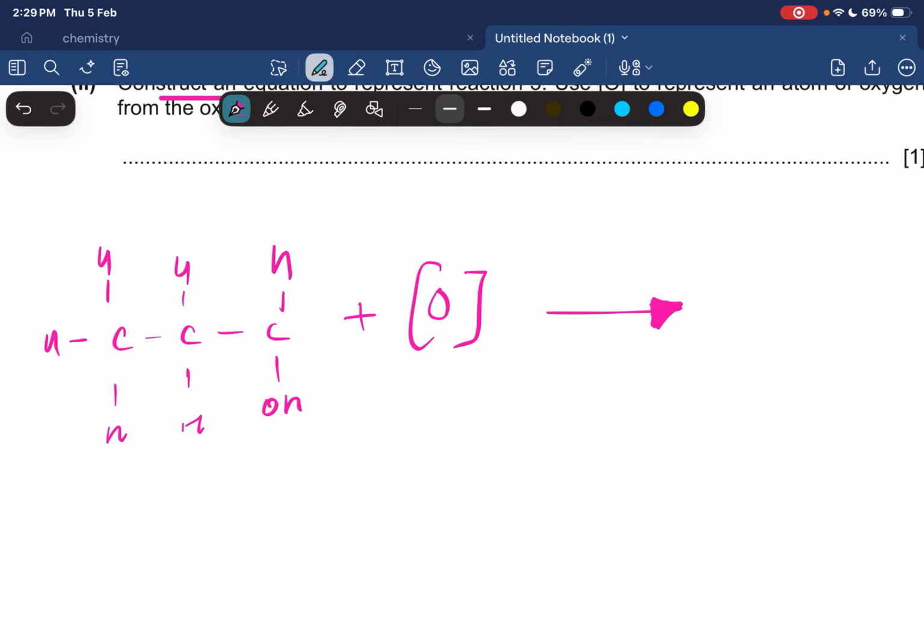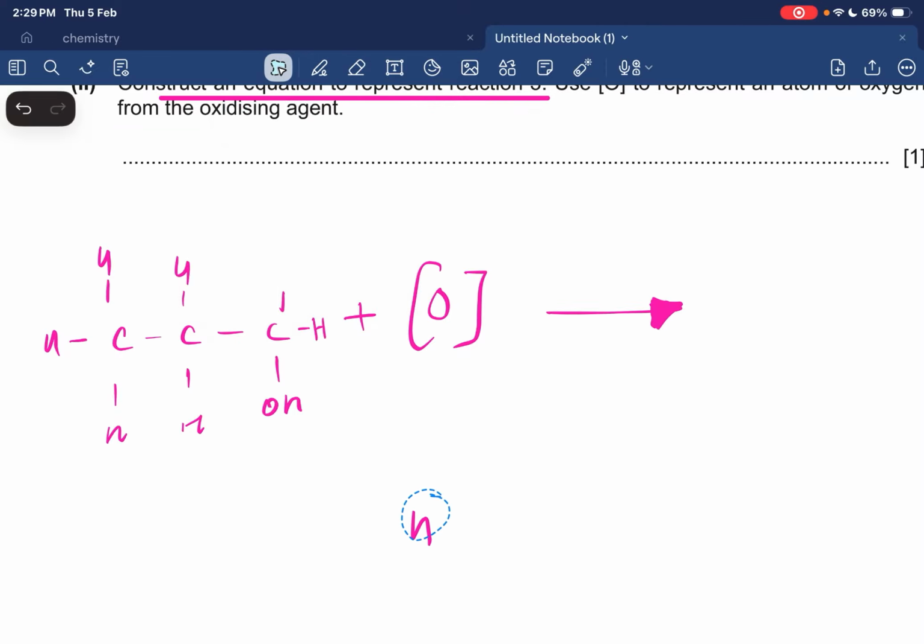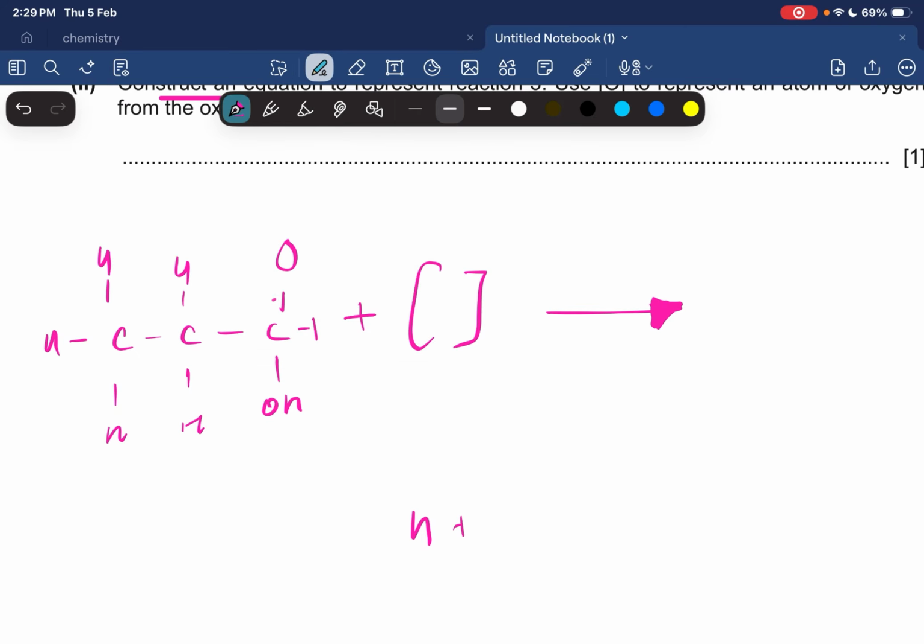First things first, you have an H over here as well, right? This hydrogen is going to come off. Okay, what things we're taking off. And this oxygen is going to go over here and make a double bond.